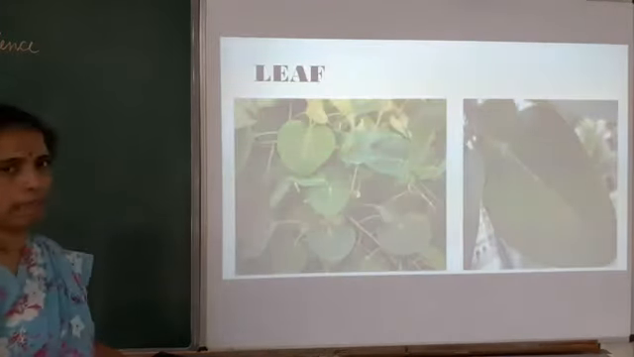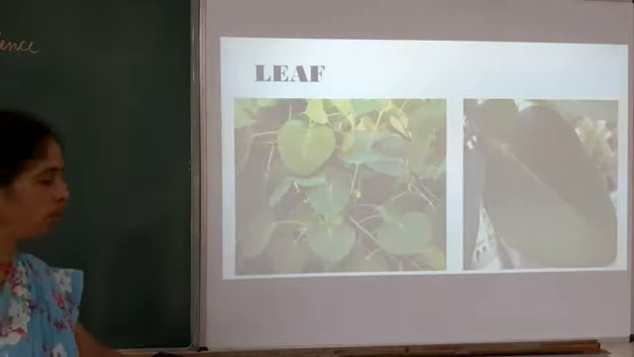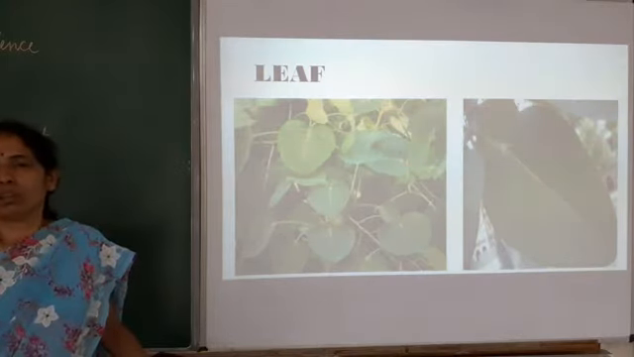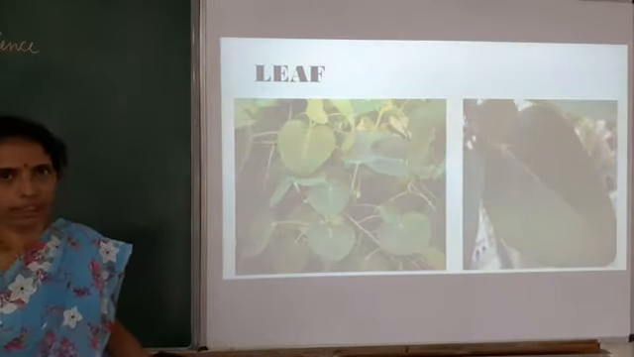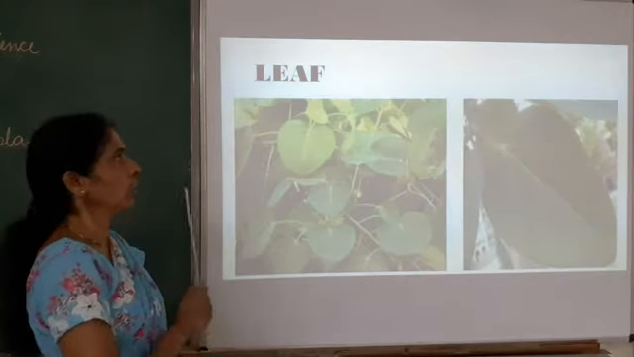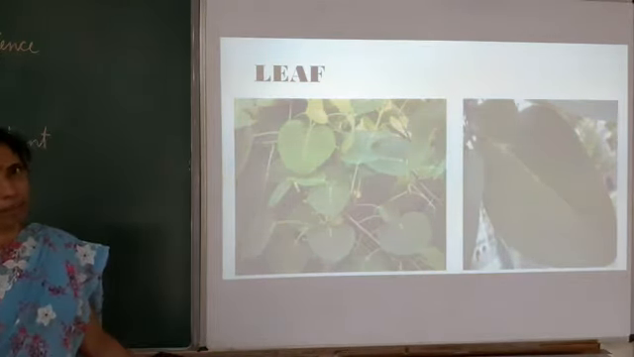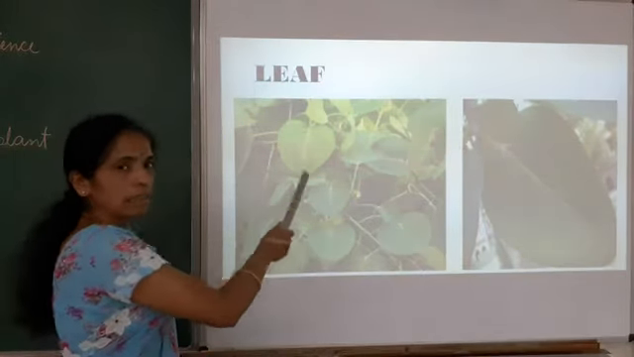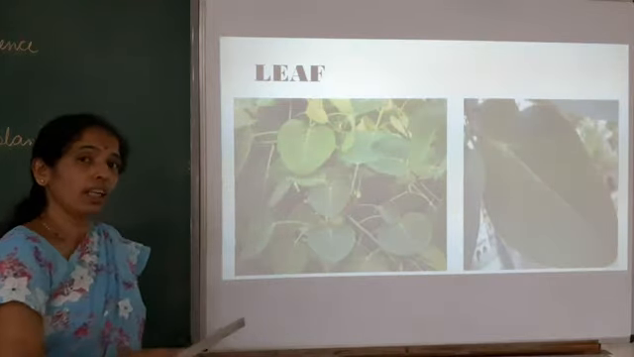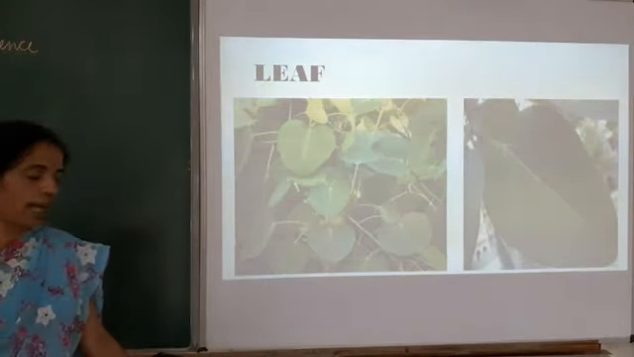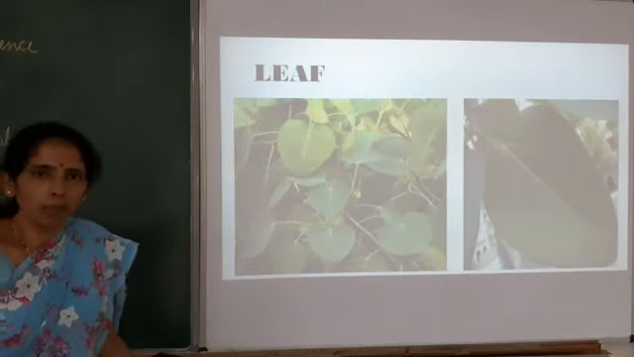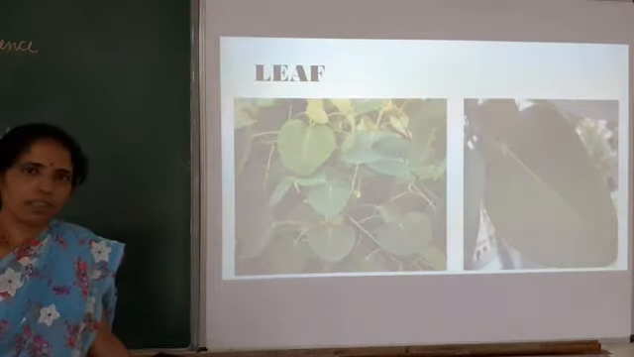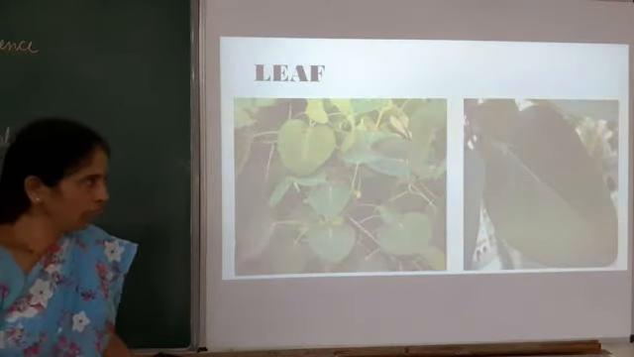Now let us study about the leaf. Where do you find the leaf on the plant? On the plant body, where do you find it? You find the leaf on the stem. And what is the color of the leaf? You know that it is green. Why is it green? Because it has a green pigment called chlorophyll in the leaves. That is why they are green.